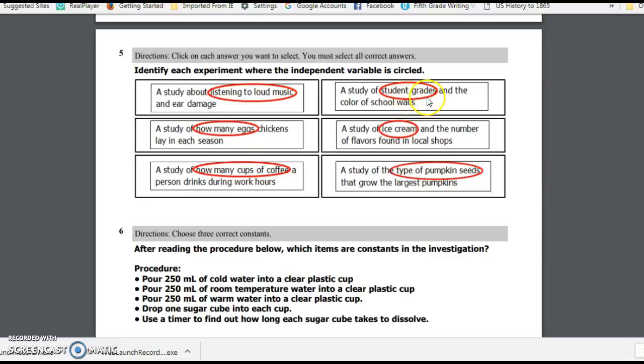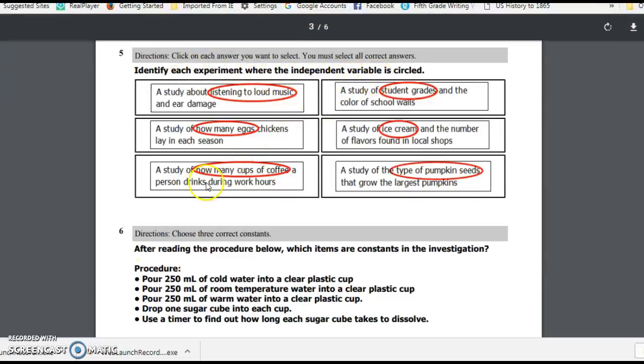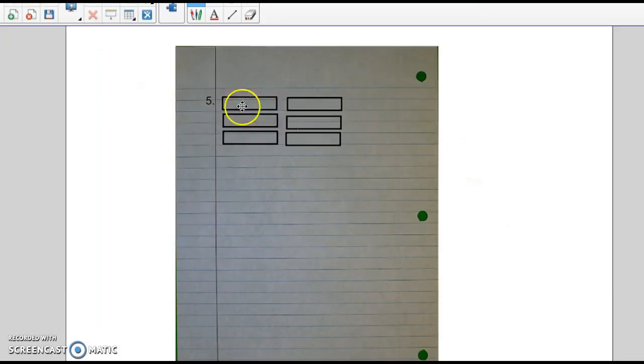A study of student grades and the color of school walls. If that's the independent variable, then you're going to mark it with a star. If not, X it out so we know it's wrong. Next one, a study of ice cream and the number of flavors found in local shops. Ice cream is circled. Last one, a study of the type of pumpkin seeds that grow the largest pumpkins. Type of pumpkin seeds is circled. So anything that you feel is the independent variable should be marked on your loose leaf. Put a star or whatever. If you think it is not, then you're going to X it out. Okay.